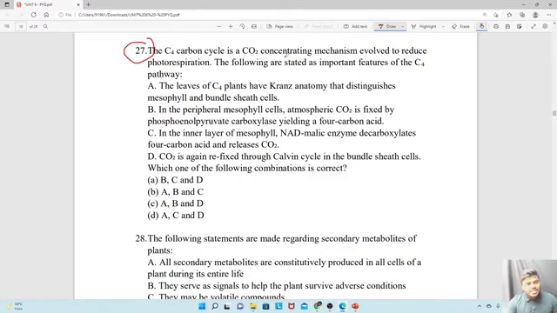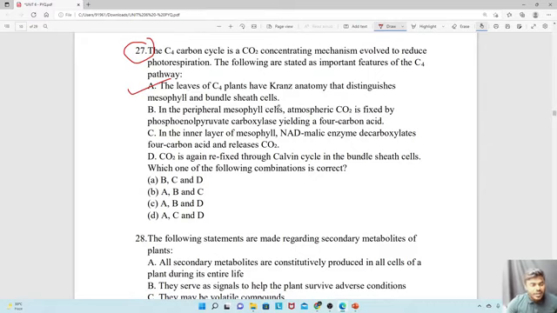The C4 carbon cycle is a CO2 concentrating mechanism evolved to reduce photorespiration. The following are stated as important features of the C4 pathway. Everyone look into this. Option A: the leaves of C4 plants have Kranz anatomy. What do you mean by the word Kranz anatomy? We studied, friends. Kranz anatomy means it contains mesophyll cells and also bundle sheath cells. We know it. So friends, undoubtedly option A is the right option.